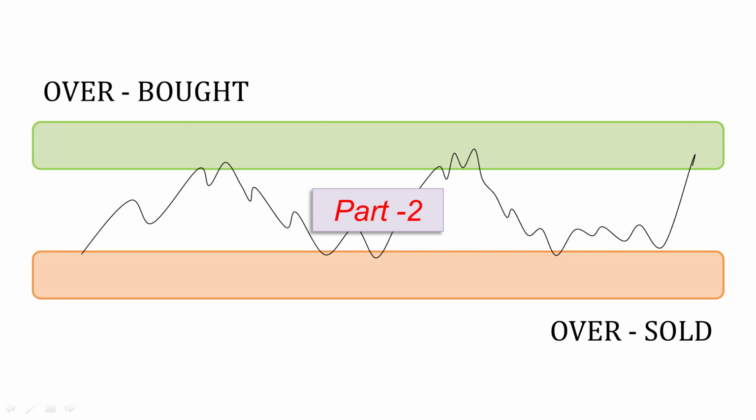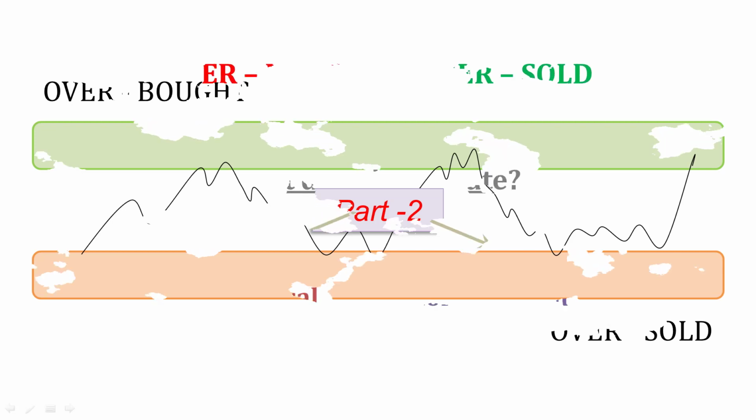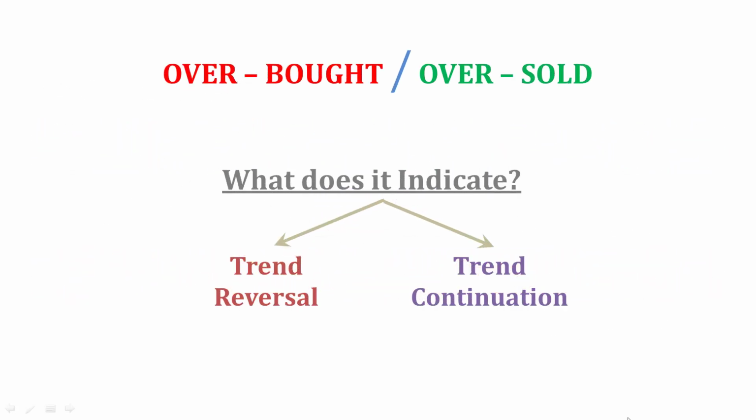In our previous video, we covered all the basics of the overbought and oversold condition. We also talked about different types of overbought and oversold. And along with that, we also saw how to identify trend reversals using these conditions. Now, in this video, we're going to talk about how to find the trend continuation using the same overbought and oversold condition. So let's get started.